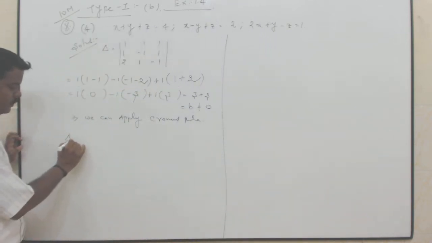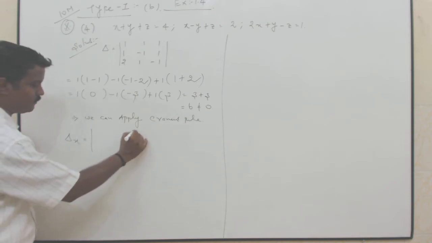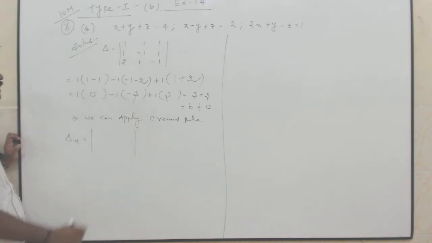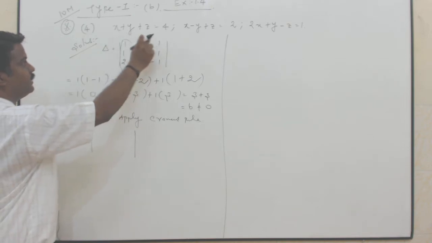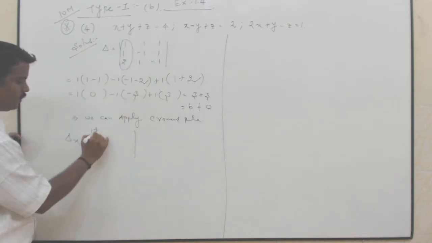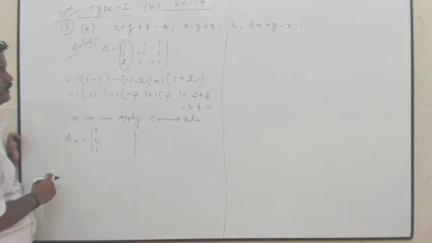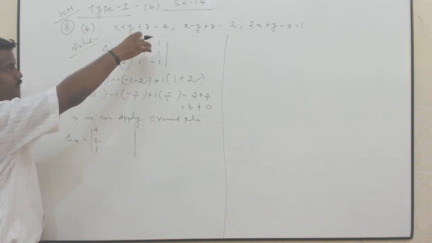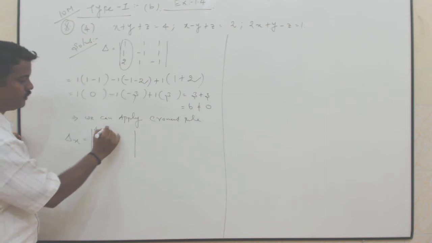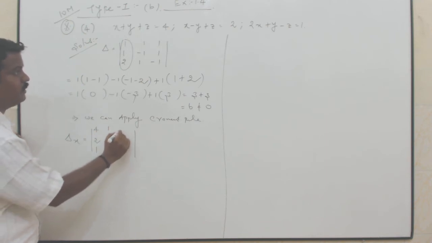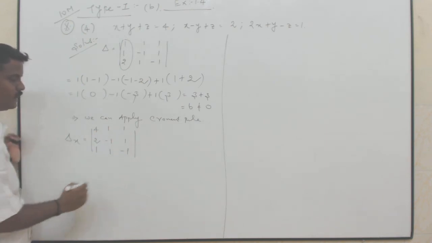The next step is, you calculate what is del x. How to find out delta x? Replace the first column by the right hand side constant, that is 4, 2 and 1. Next you write the second column and third column from delta as it is here. 1 minus 1, 1. 1 1 minus 1, right?